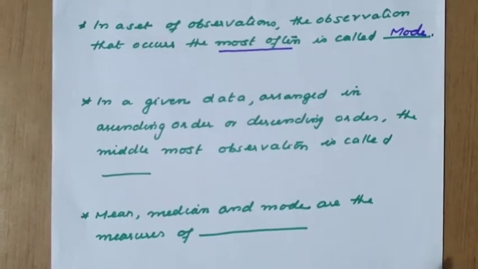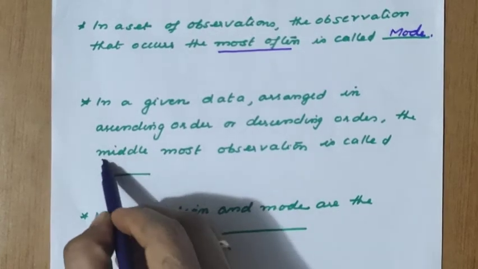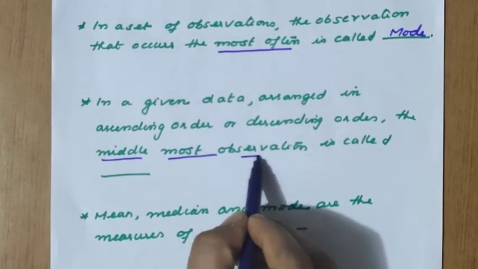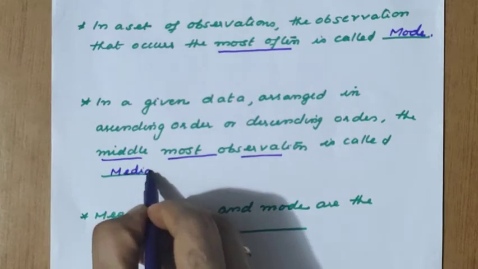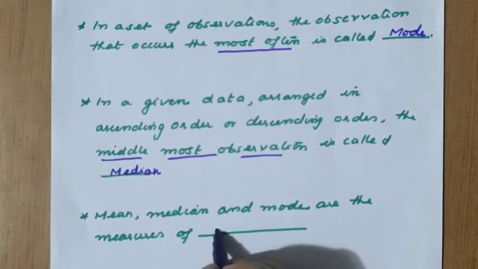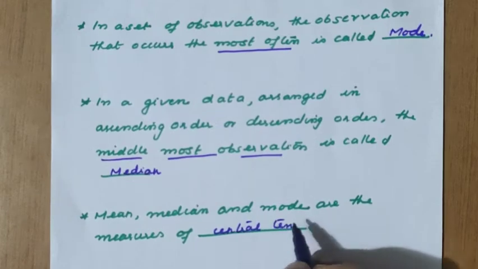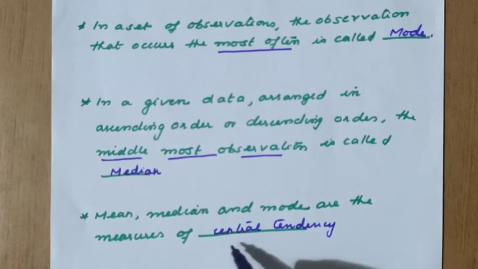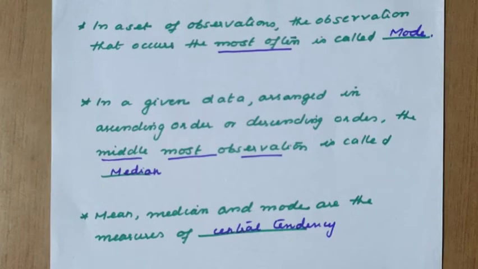Next question, in a given data arranged in ascending or descending order, the middlemost observation is called. It's again a formula only. What is the formula? Median. So the answer is median only. Middlemost observation. So the answer is median. Mean, median and mode are the measures of central tendency. As you know, all these observations are the representative value. This also we can call as a measure of central tendency. So that is only asked here. Mean, median, mode are the measures of central tendency.